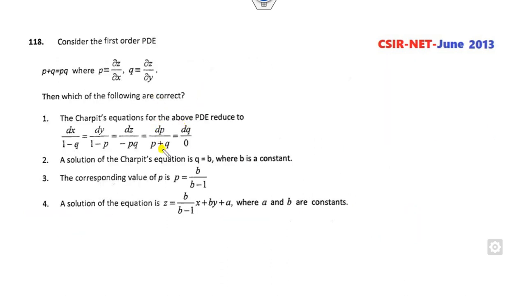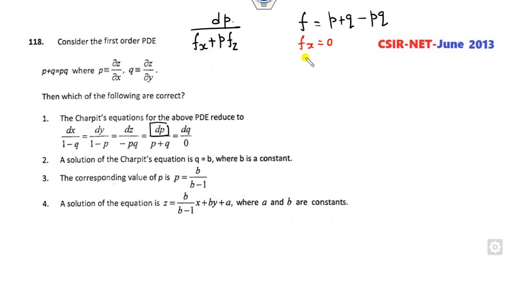Okay, look at the Charpit equations. Whenever there is a Charpit equation, you always try to find the dp. What is the coefficient of the dp? It is always fx plus p times fz. What is f? The given equation is p plus q minus pq. If you take the partial derivative with respect to x, it is 0, and with respect to z it is 0, so it will be 0, but here it is non-zero, so this option is cancelled.